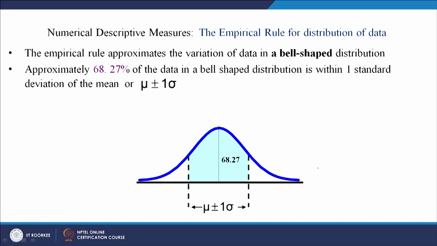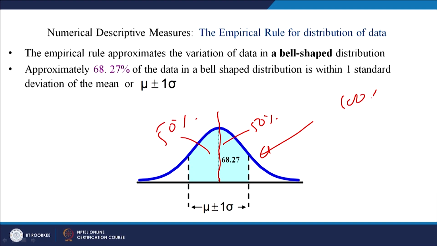It is on numerical descriptive measures, and we will see a couple of insights about the normal distribution curve. So, the empirical rule approximates the variation of data in a bell shaped distribution. This is your bell shaped distribution. Now, it has certain properties. The first thing is, this is the middle point of it, and this side is 50% and this side is 50% area. So, area under the curve is 100%, or we will call it unity, just 1.